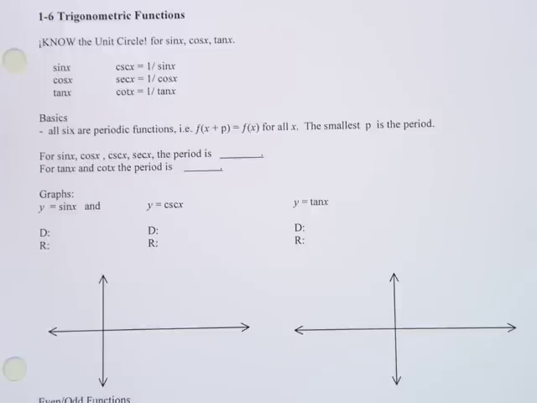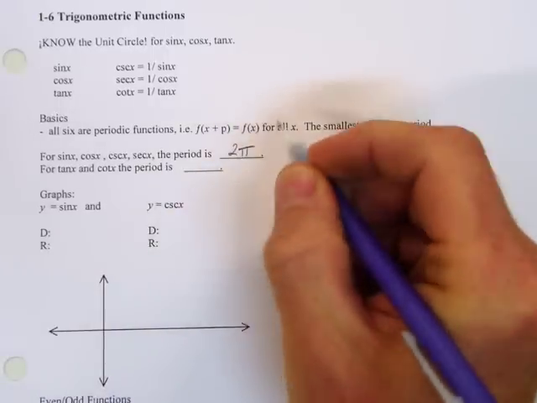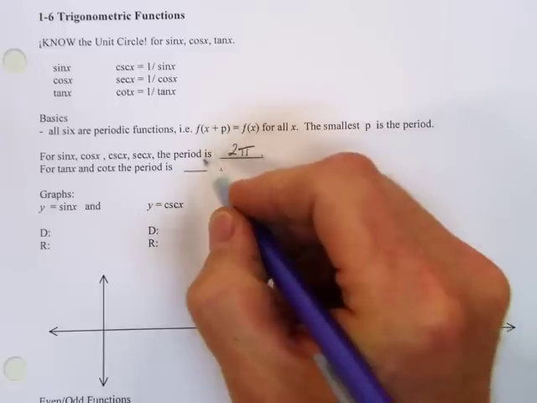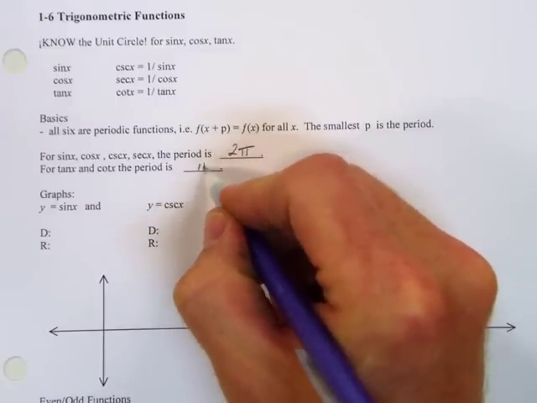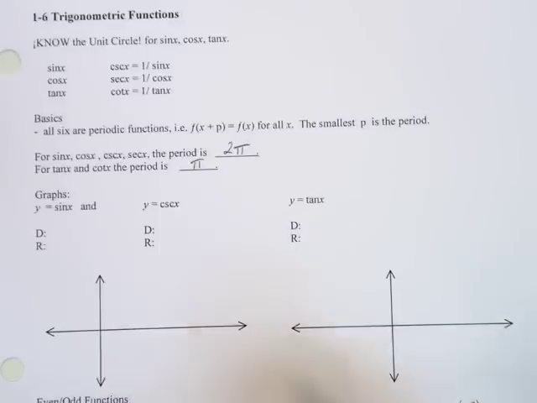The basic, all 6 are periodic functions. By definition, a periodic function is f of x plus p equals f of x for all x, where the smallest p is the period. For sine, cosine, cosecant, secant, the period is 2 pi. For tangent, cotangent, the period is pi. Let's take a look at a couple graphs here.